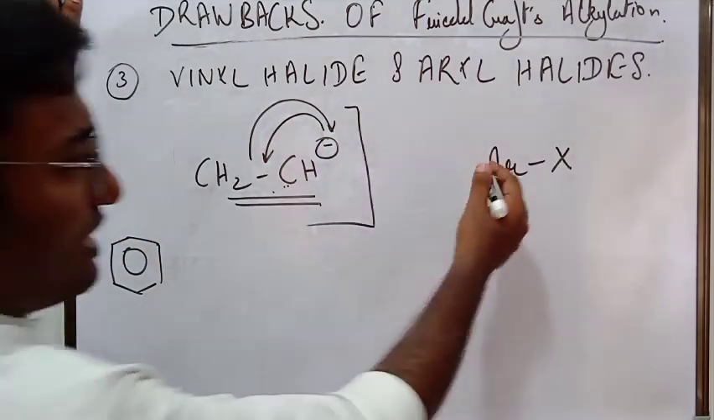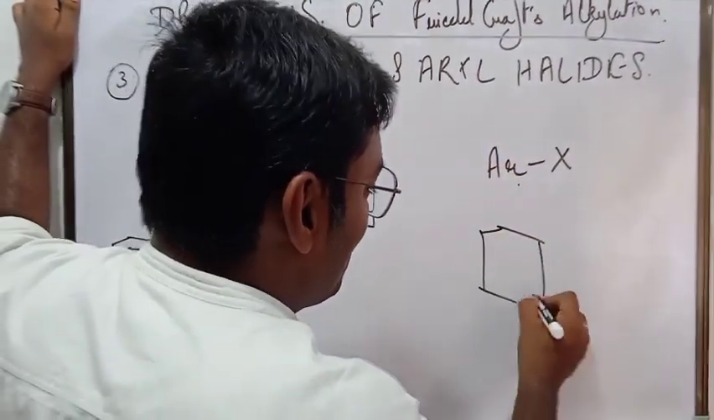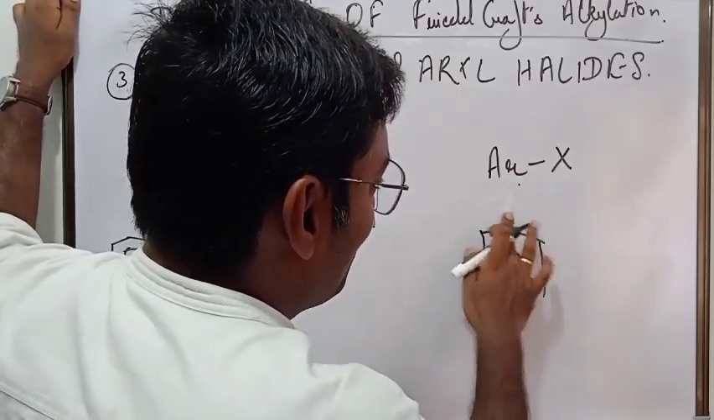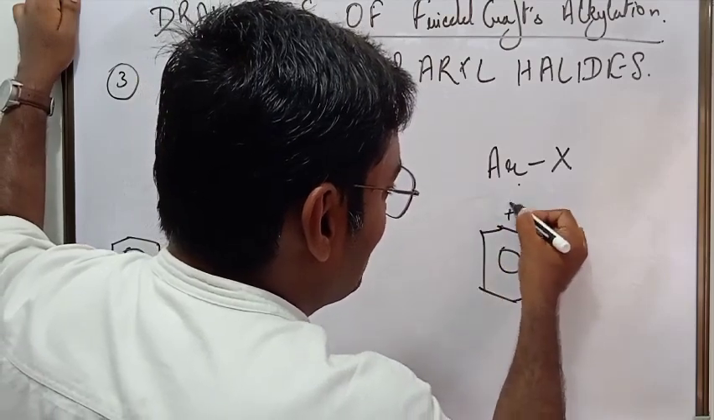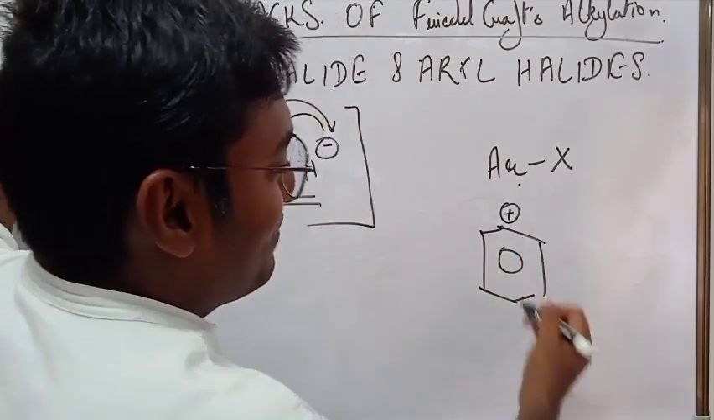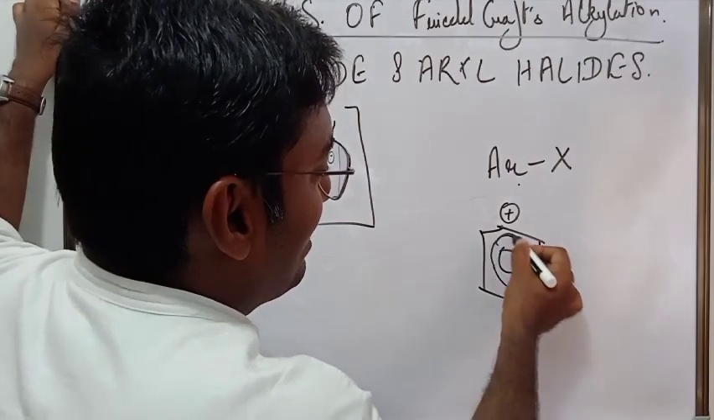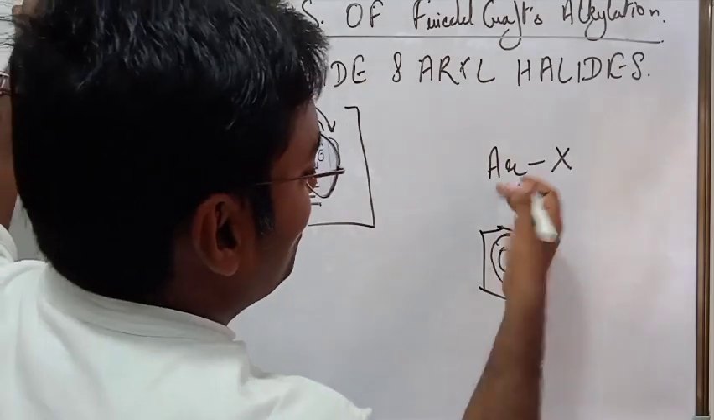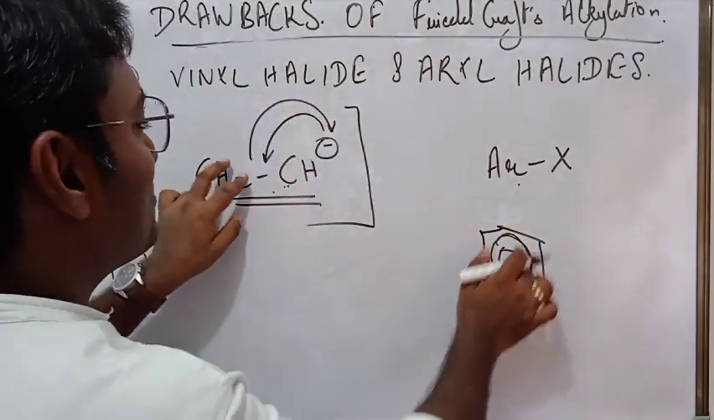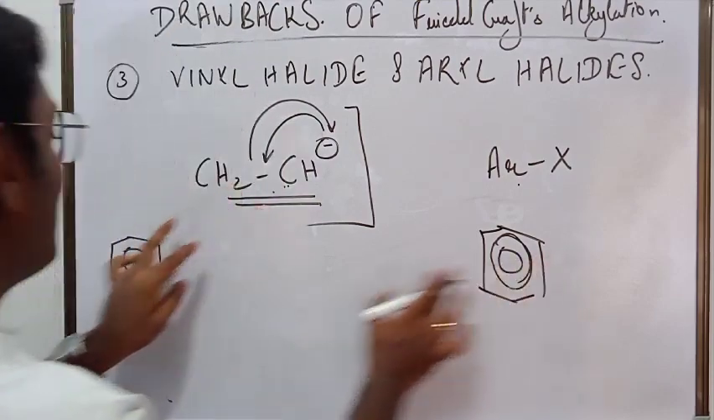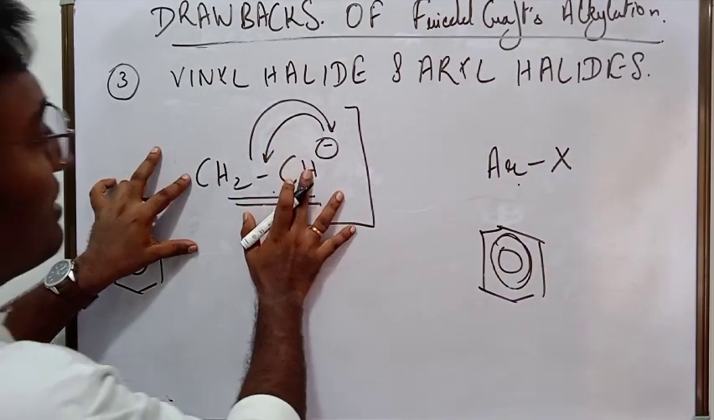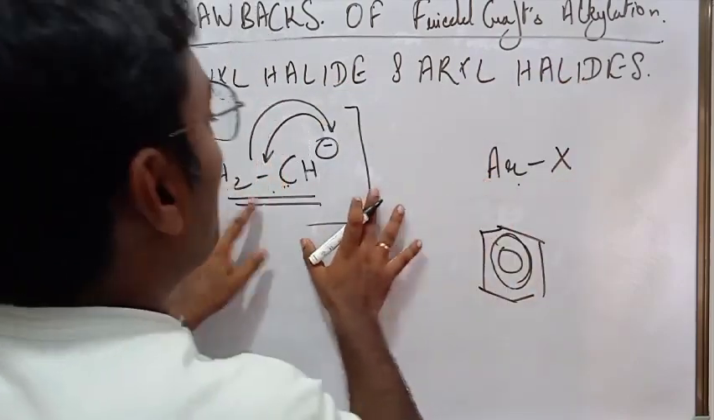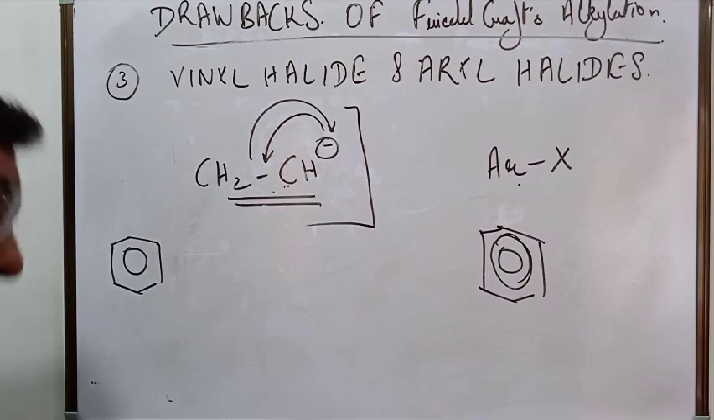What about aryl halide? Let me draw an arene group. Suppose X goes with its electron, so a positive sign will come here. What will happen? This pi electron will negate this positive charge. So the electrophile is not formed here either. Electrophile is not formed in these cases, therefore it can't attack the benzene ring. That is what we say: vinyl halide and aryl halide won't undergo Friedel-Crafts alkylation reaction.